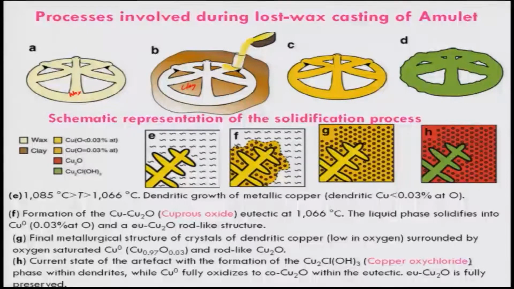The researchers are finding a copper oxychloride phase within the dendrites, while the saturated copper is fully oxidized to cuprous oxide within the eutectics, and they say as a result this eutectic cuprous oxide is preserved, and that they have found out of this, and they have also mentioned that this is the oldest artifact or product made by lost wax casting across the globe, and that means that it was made in India basically.